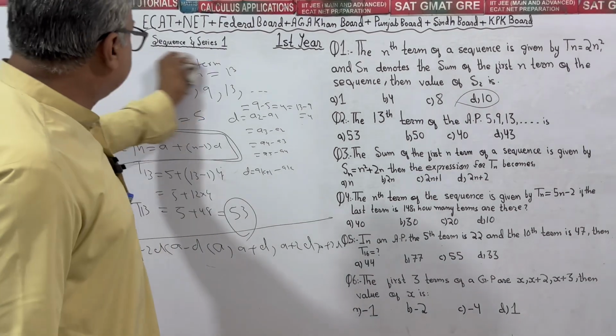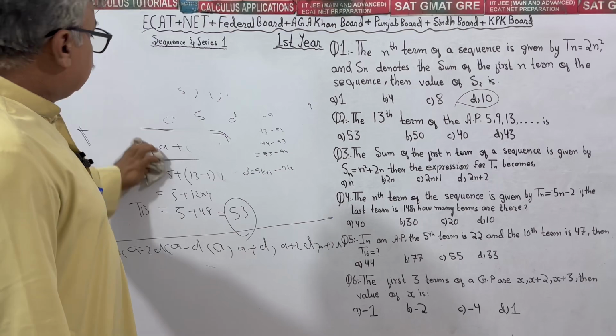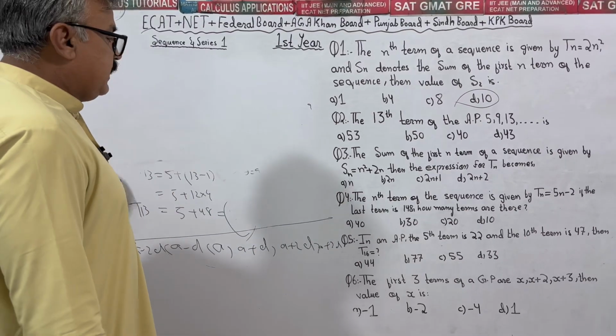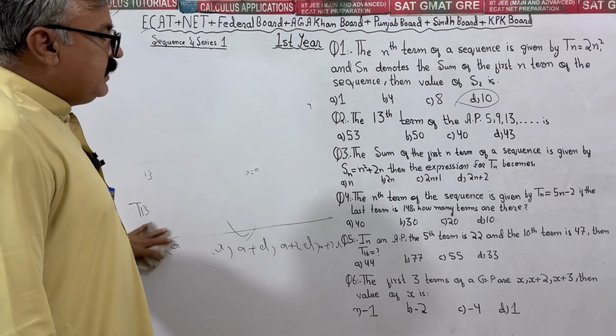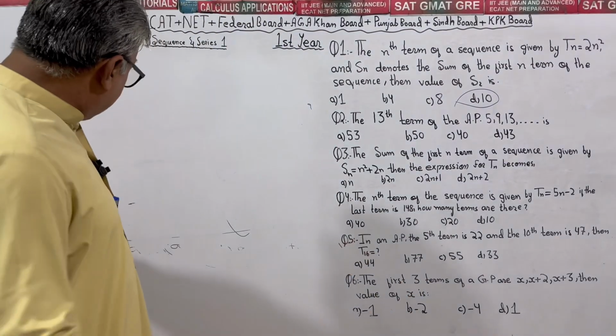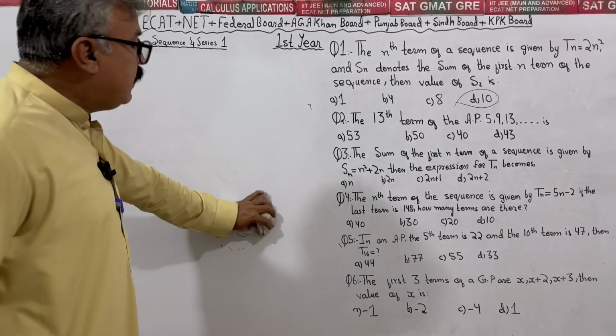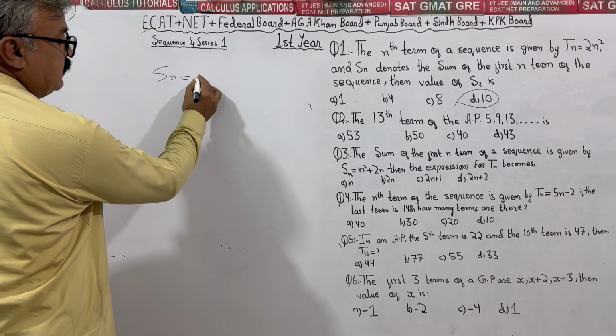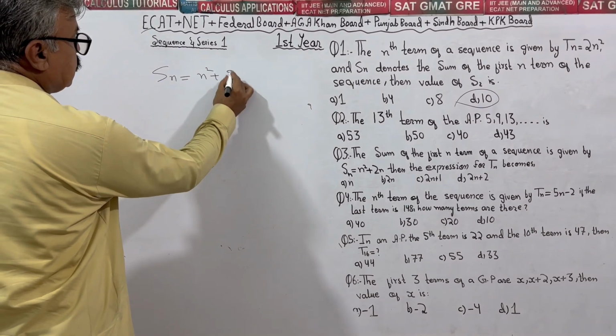Proceeding to question number 2, we have the sum of the first n terms of a sequence is given by Sn is equal to n square plus 2n. Then the expression for Tn becomes what? Now we have given the sum and we are asked to find the nth term. Sum to n terms is given as n square plus 2n.